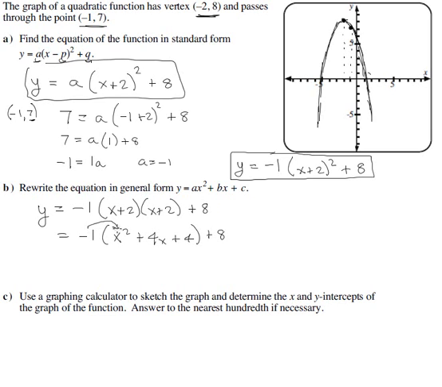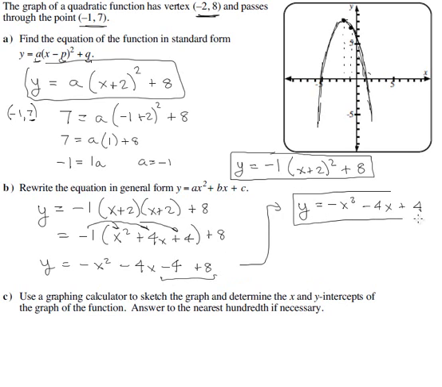This negative 1 distributes through the whole works, so it hits all 3 of those terms and turns them all negative. So we get y equals minus x squared, minus 4x, I'm sorry, minus 4x minus 4. And then we have our plus 8. If you collect like terms here, you get y equals minus x squared minus 4x, and negative 4 plus 8 makes plus 4. So this is the equation in general form.